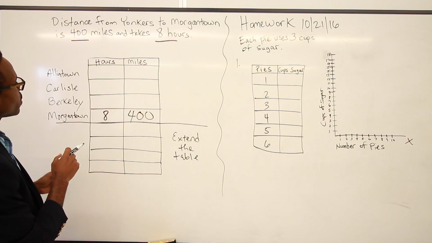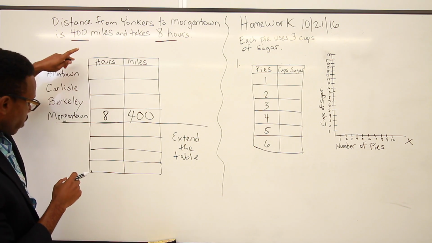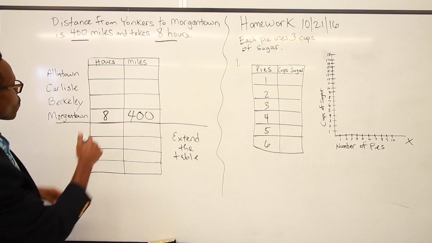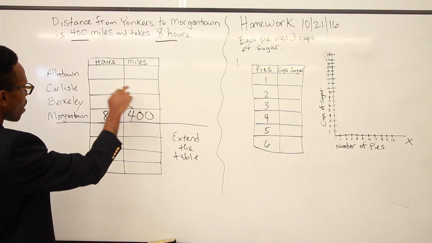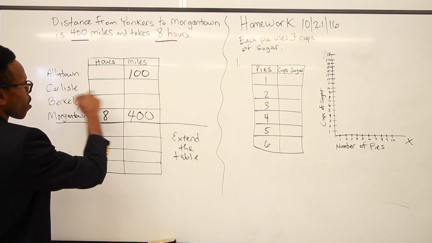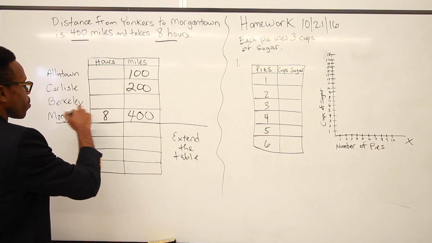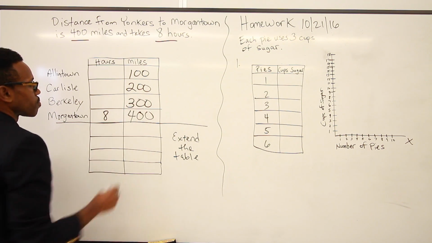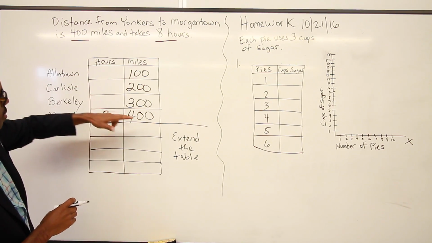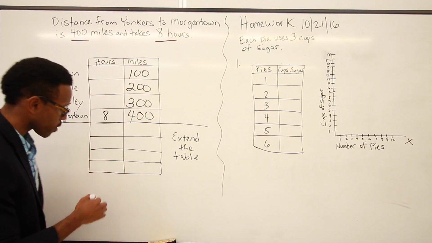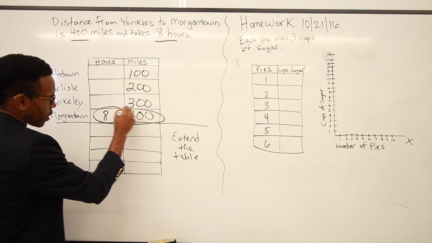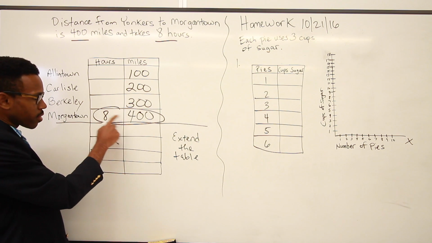What you don't see here, but you should have on your worksheet, is that it also gave us the distance for all of the others. The distance for Allentown, I believe, was 100 miles. Carlisle was 200 miles. Berkeley was 300 miles. So we needed to figure out how much time it took to get to these other destinations. We first needed to find the ratio value of this table, and we find that by looking at the data they gave us.